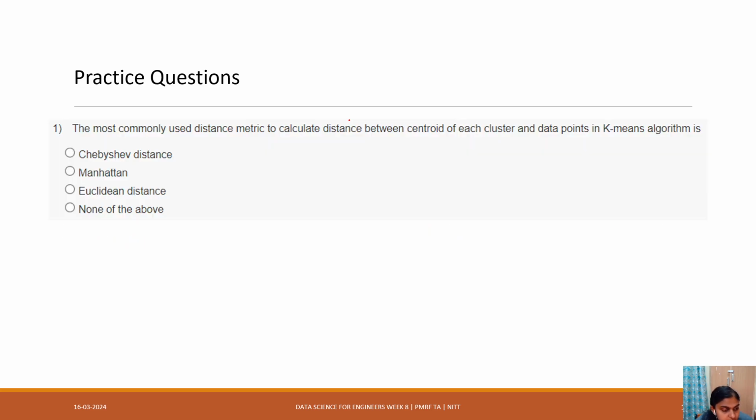Now some practice questions I've included. I hope the present assignment also is similar to the one which I have discussed. So these practice questions are: the most commonly used distance metric to calculate the distance between the center of each cluster and data points in the k-means algorithm is. This I have already told in the lecture. You can tell me what the answer for this one is. Okay, C, that's true. Euclidean distance.